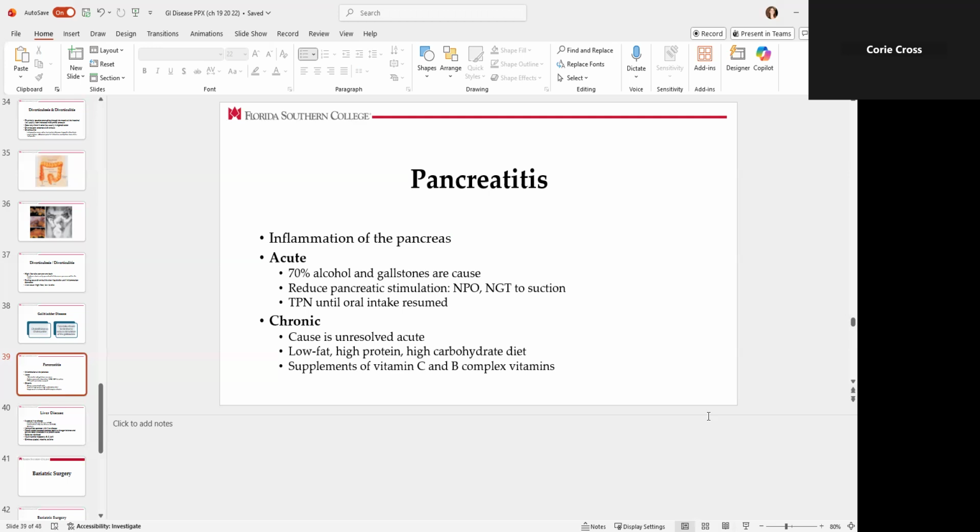Up to 85% of acute pancreatitis cases are a result of either alcohol abuse or gallstones. Mild acute cases typically resolve in a few days, but moderate to severe cases usually require hospitalization with treatment, and patients need to be NPO. Acute cases that either do not resolve or recur frequently can lead to chronic pancreatitis. 70% of these cases are a result of alcohol abuse, and 20% are idiopathic, so we don't really know what the cause is.